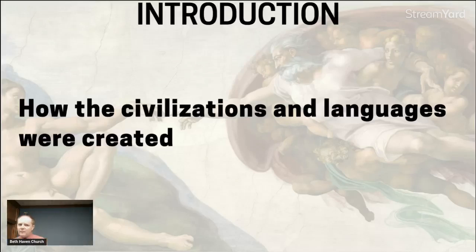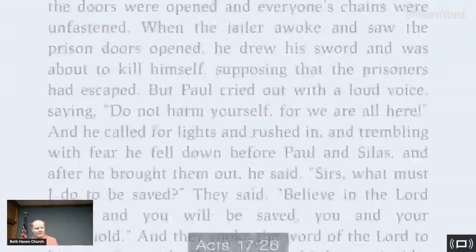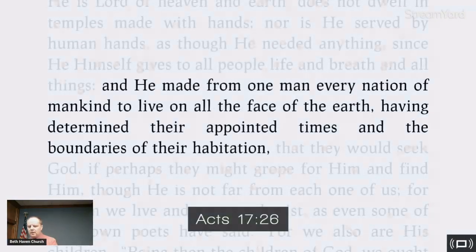Well, we have the scriptures that give us insight into the historical data of why we are the way we are today as a population of humans. In Acts chapter 17, verse 26, Paul was speaking on Mars Hill. He made from one man every nation of mankind to live on all the face of the earth, having determined their appointed times and the boundaries of their habitation. So he made from one man.